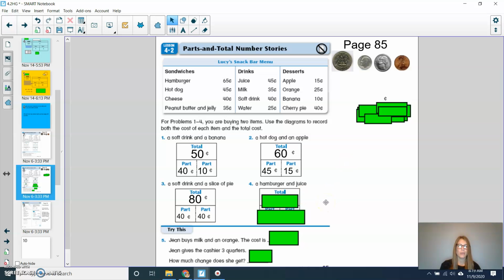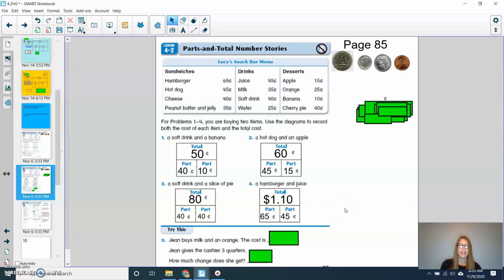And then for number 4, we're buying a hamburger and juice. A hamburger is 65 cents, and juice is 45 cents. So in solving this, I know that 60 plus 40 equals 100, and then 5 plus 5 equals 10. So my total, I could have either written 110 cents, or I could have written in dollar-cent notation and put $1.10. So again, either writing it how I did, or if you put 110 with a cent symbol, that's okay too.